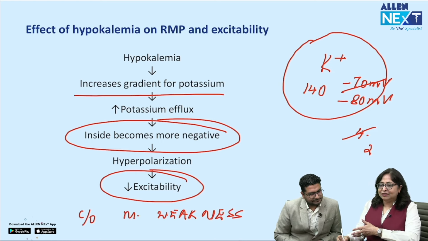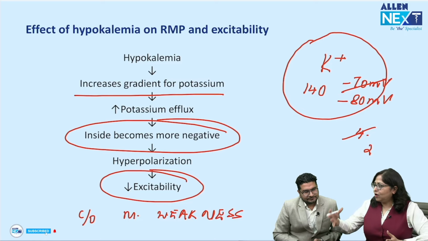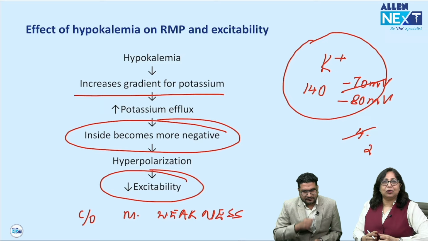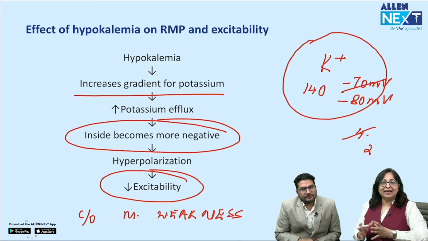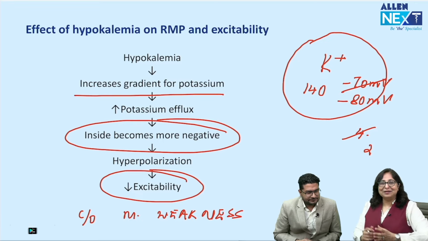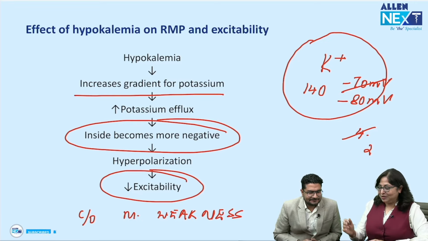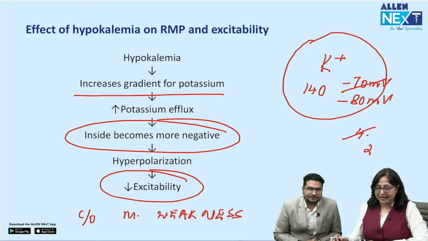So commonly with loop diuretics, when a patient is on loop diuretics for a long period of time, of course you give them pot chlor, but sometimes if they've not been taking pot chlor, they go into hypokalemia and come back saying there is no strength in their hands and feet. That is the common complaint. There is a muscle weakness.